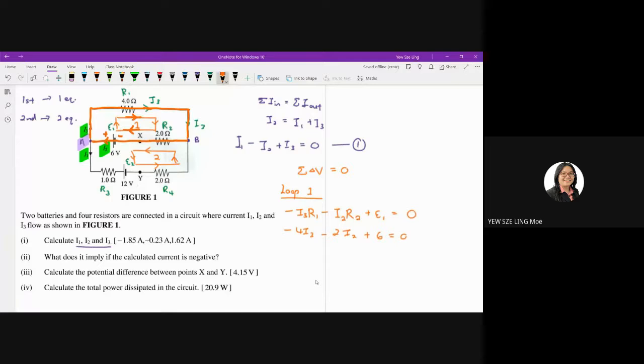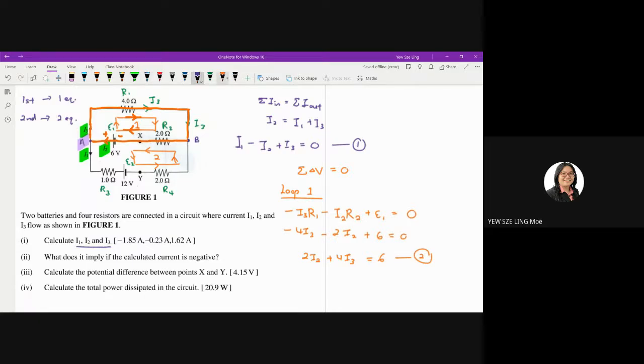I'm going to rearrange the equation. Okay, so I have negative, no, not negative anymore, it should be positive. 2I2 plus 4I3 equals to 6. That would be my equation number 2. All right. So you rearrange the equations so that all unknowns are kept on the left-hand side, and the known value 6 is on the right-hand side of the equation.